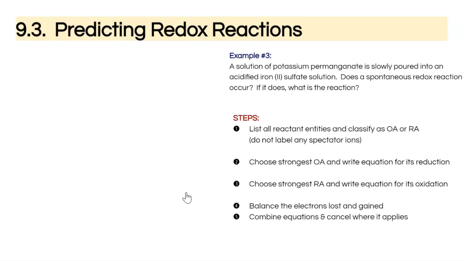So in this question, I'm reading that I have some potassium permanganate. So that means that I have K+, I have some MnO4-. It says solution, so I'm going to add in water. Now it says it's poured into an acidified iron 2 sulfate solution. So that means I have some H+, I have some Fe2+, and sulfate is SO4 2-. And again, you've got that polyatomic ion chart in the back of your textbook to reference for that.